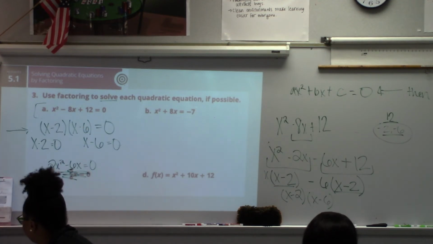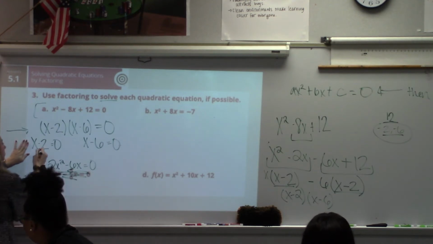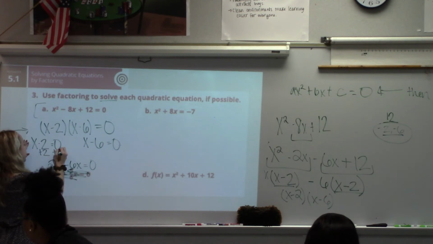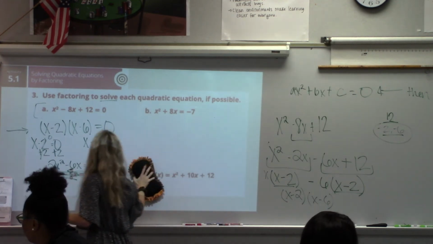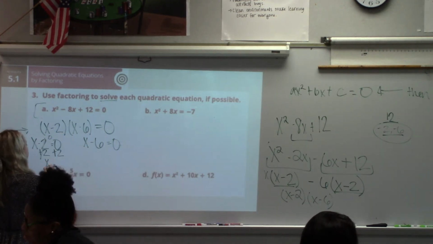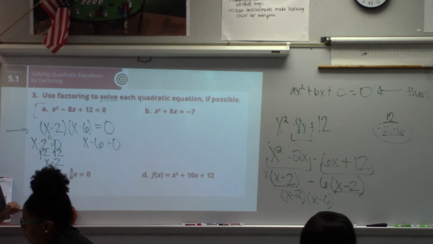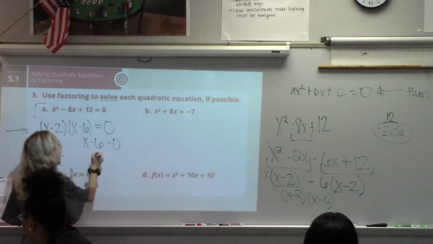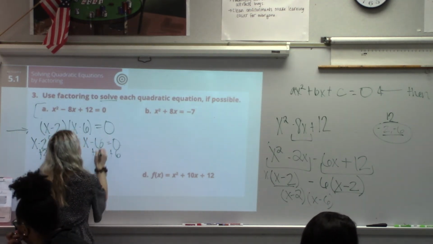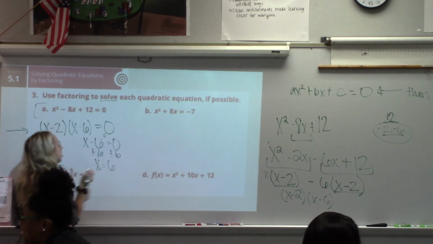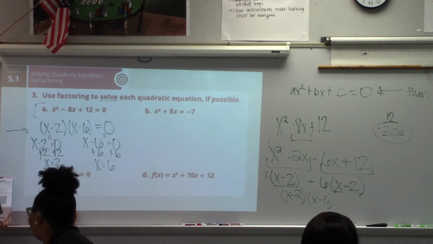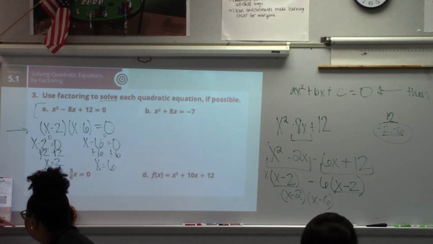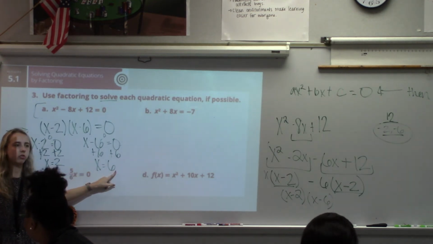Okay, so now from here, Tamia, what would you do to solve for this x? Okay, so we would use the additive inverse, so that x equals 2. And then, Wynesia, what do I need to do right here to solve for x? I just need to add 6 to both sides. That creates that 0, and I'm left with x equals 6. So the solutions to this quadratic equation would be x equals 2 and x equals 6.